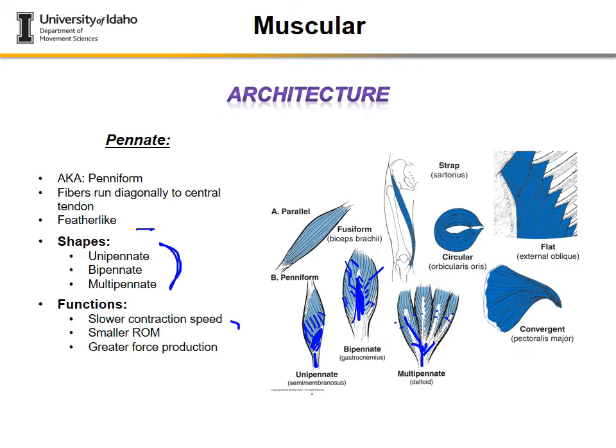So differently from parallel, these have a slower contraction speed and a smaller range of motion. But these ones are very, very influential in force production. So those muscles that are interested in greater force production, like the quadriceps femoris and the gastroc, are going to be the pennate style muscles.